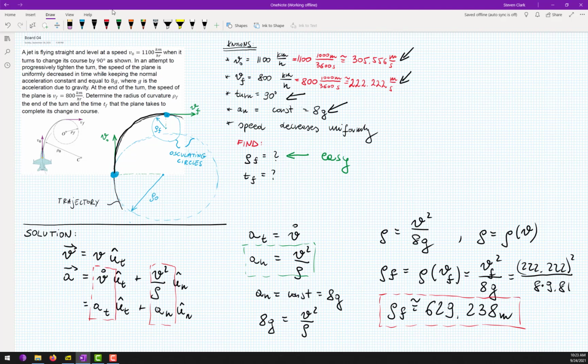Questions? Will? Why do we use V final? Oh, because they ask us to find rho final. And you can see that rho final, look at the drawing, rho final is associated with V final. Rho is a function of V. And you can also, by the way, if you want, find rho initial, rho zero, just plug in V0, and you will see what is the radius of curvature. Cool. Good question. Anybody else?